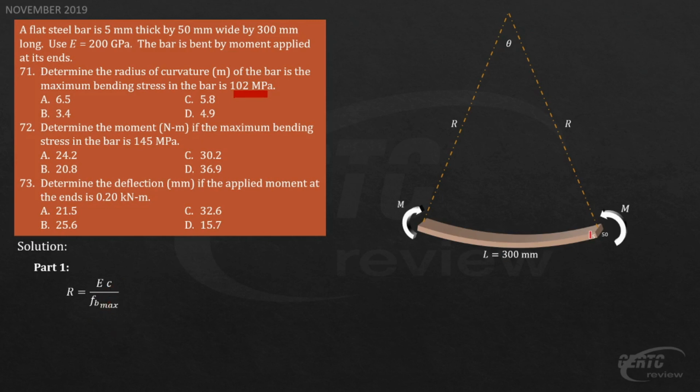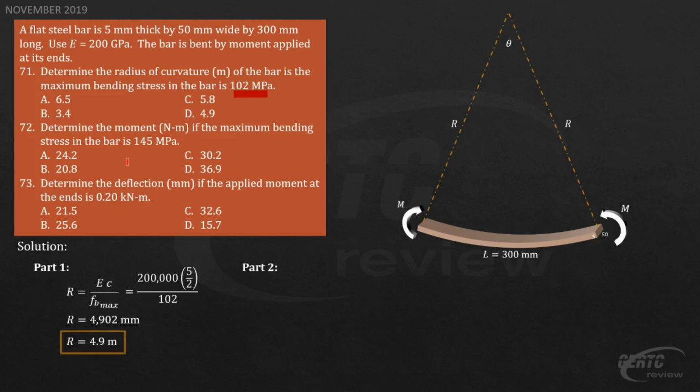Alright, E is 200,000. Ang C natin is kalahati ng 5. Of course, ang FB max is given as 102. Makukuha natin yung ating radius of curvature. In mm yung lalabas dyan. 4,902 mm or 4.9 meters. No problem. Okay, that's part 1.